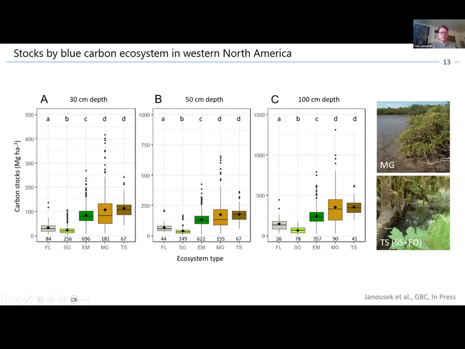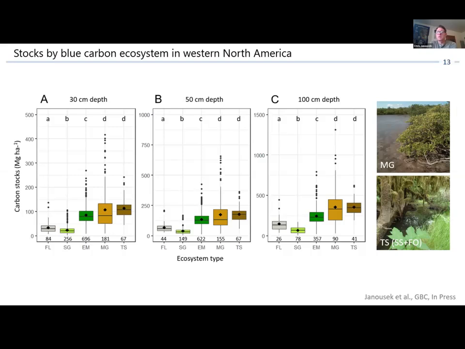So these are the results that Laura showed. This is a very slightly different version of that figure. These are box plots. The median is represented by the horizontal bar, and the mean value is represented by the little diamonds. Carbon stocks is on the y-axis in megagrams per hectare. And then the x-axis, of course, shows these 5 different habitat types: tide flats, seagrass, marsh, mangrove, and tidal swamp. So the 3 panels show the different depths.